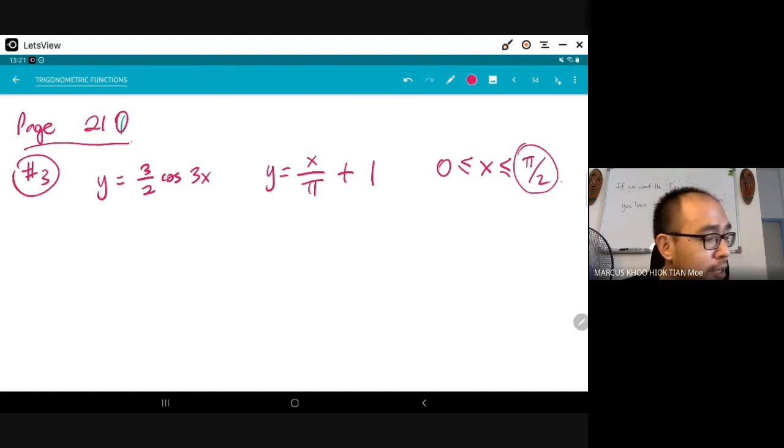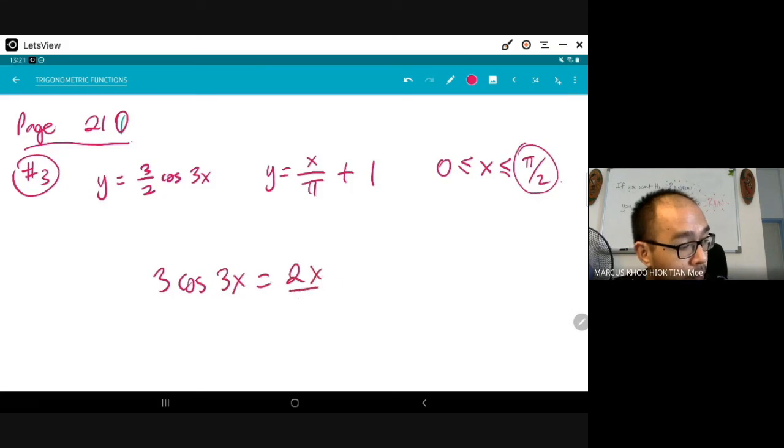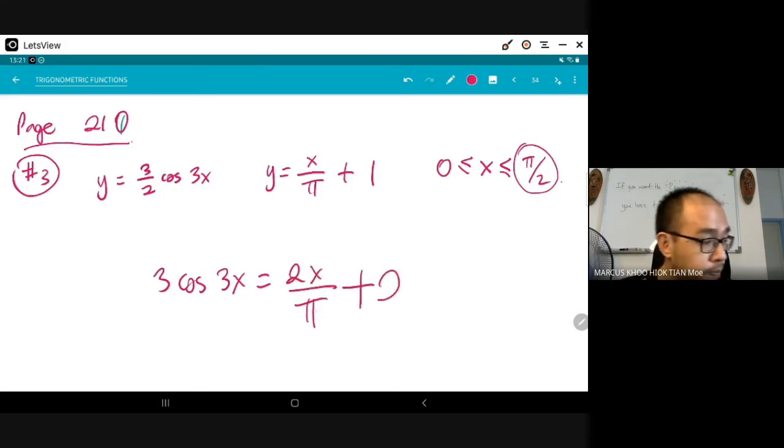Slowly. But the thing is this, look at the next sentence. Then state the number of solutions for 3 cos 3x equals 2x over pi plus 2, from 0 to pi over 2.